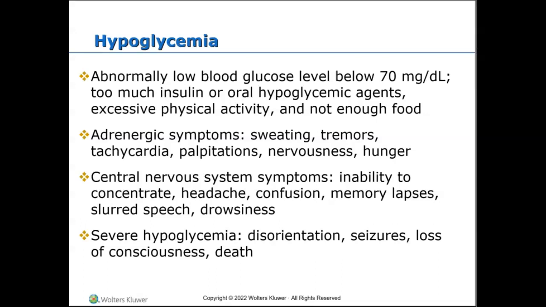The patient is unable to concentrate because the brain cannot function without glucose. So they literally get confused and agitated, and they slur their speech, and they get headaches and memory lapses and drowsy. And they get disoriented, and they may have a loss of consciousness. And if the hypoglycemia is severe enough, then they could lose consciousness and die. They could die if the blood glucose gets low enough, okay? Because the brain, again, cannot function without glucose.